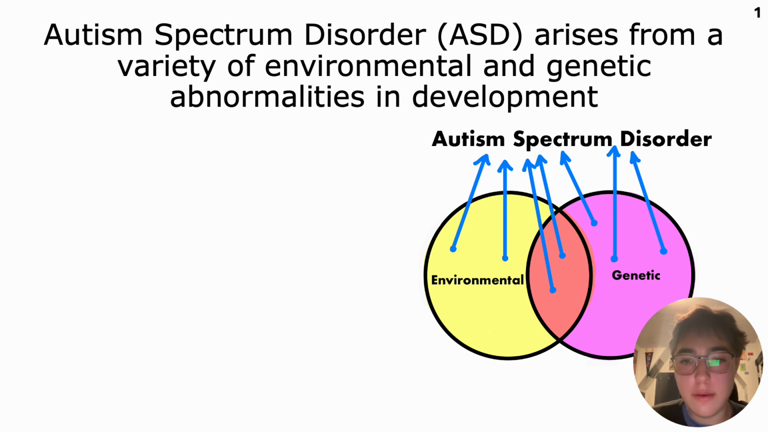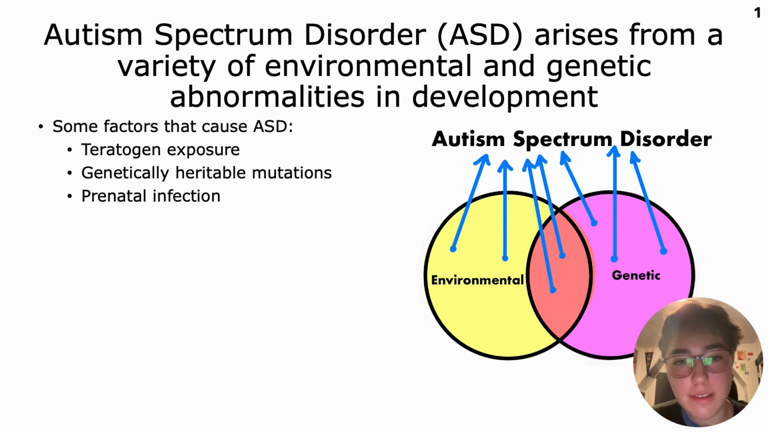This graphic here is showing all the different ways that ASD can arise convergently, meaning that the same phenotype, which is an ASD phenotype, is expressed from a variety of different origins. Some of the factors that we know cause ASD are teratogen exposure during development in utero, genetically heritable mutations, and prenatal infection.